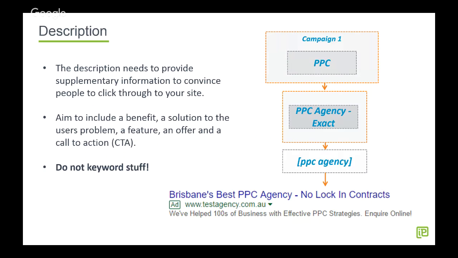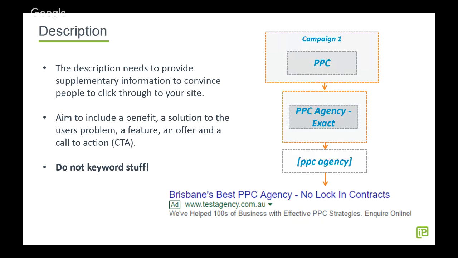If we're breaking that down further into the description, this is where we have a bit more space to play with, obviously with the 80 character limit. So we want to provide additional information that's actually now going to convince someone to click through to our website. So obviously aim to include a benefit or a solution to the user's problem, and then have a really clear call to action.